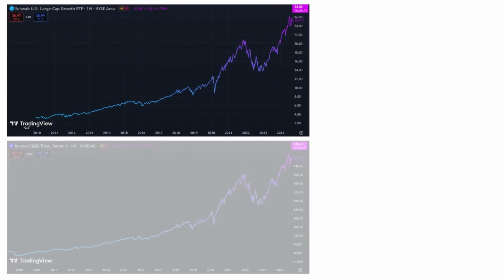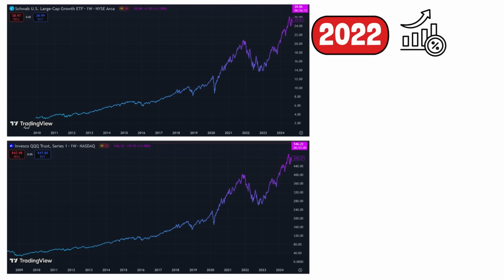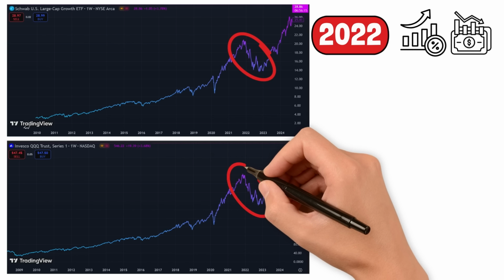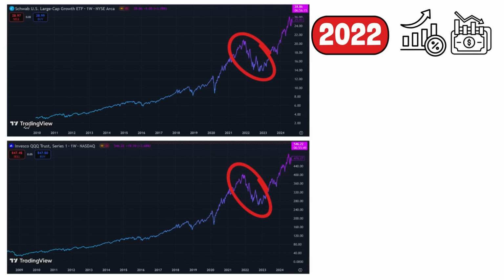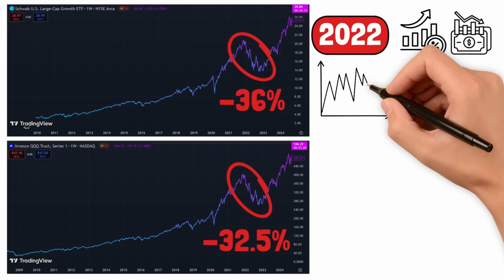To understand the volatility you must be prepared for, look at the 2022 market downturn. Amidst rising interest rates and fears of recession, high-growth stocks were hit particularly hard. Both funds experienced major drops from their peaks. SCHG fell about 36%, while QQQM fell slightly less, at about 32.5%. The key takeaway is that both funds bring serious volatility.